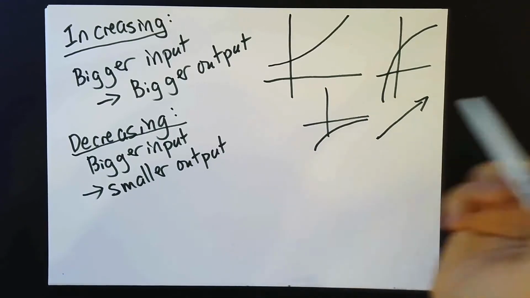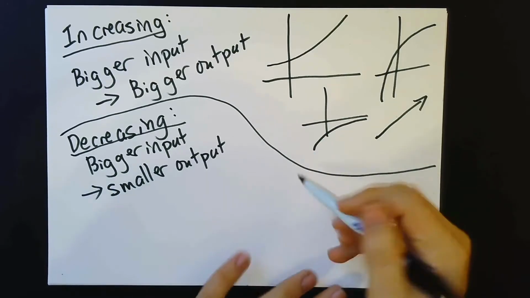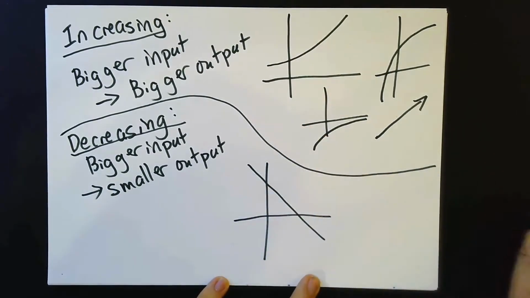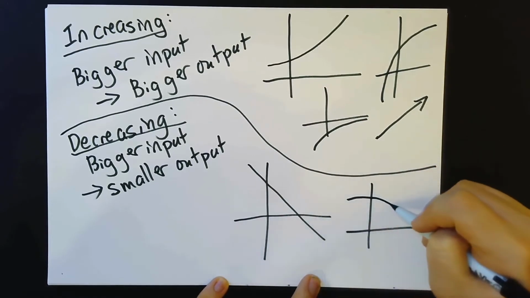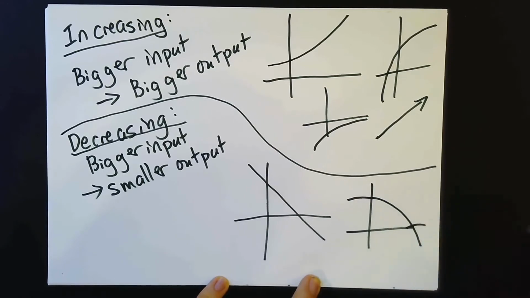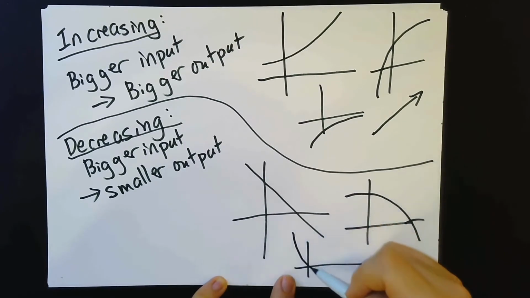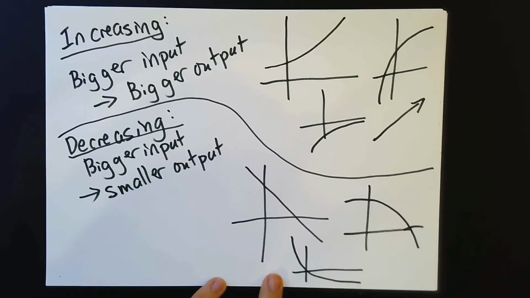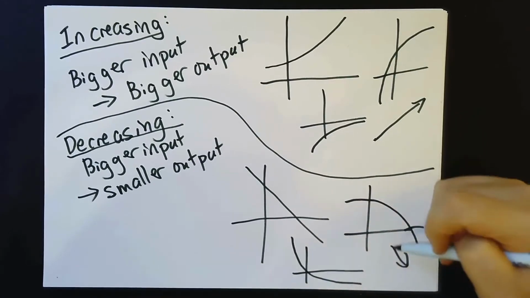Decreasing is the opposite. It means that as you increase the input, the output actually gets smaller. So it's something like that, or something like this, or something like this. Decreasing means broadly that it's moving in this direction.